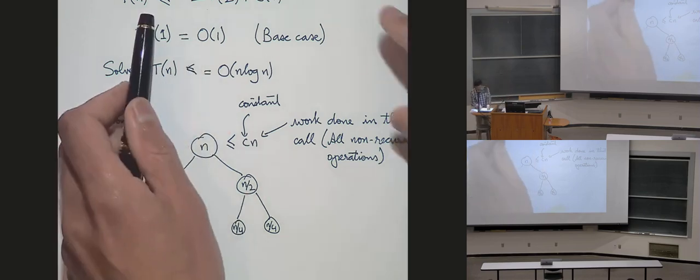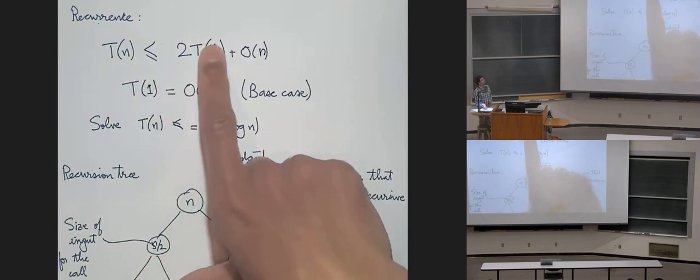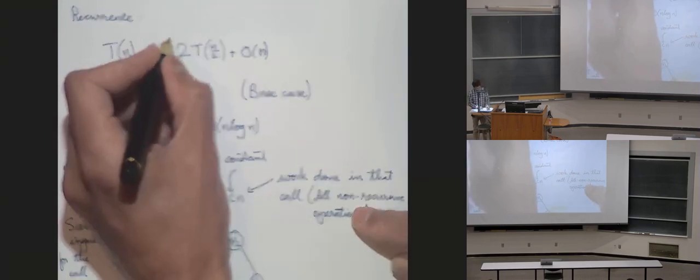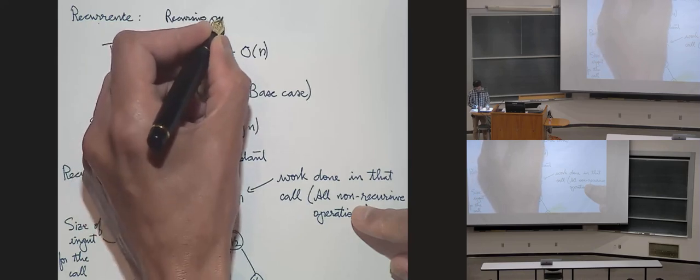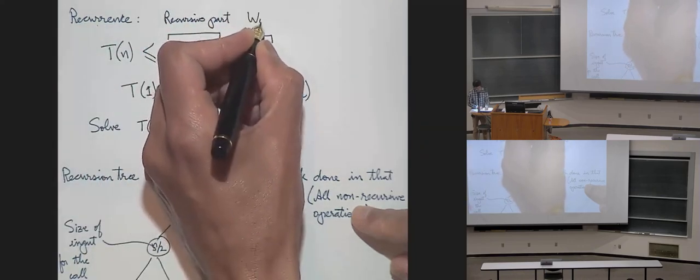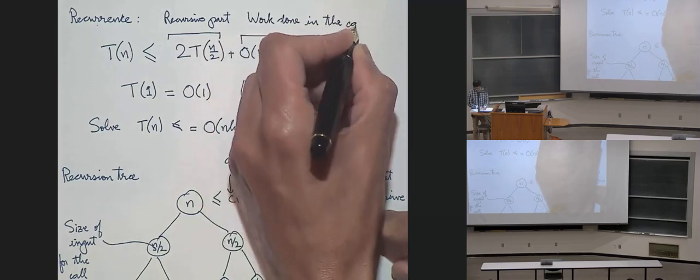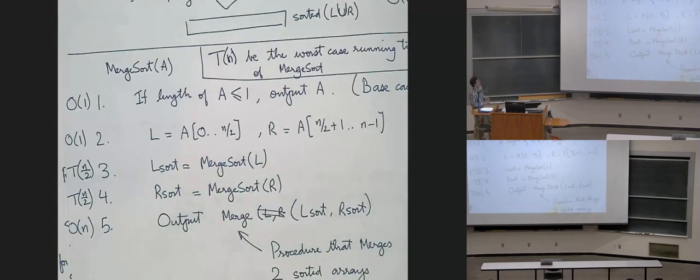So if you look at the recurrence, T of n is at most 2 times T of n over 2. This is the recursive part. And this is the work done in the call. If you prefer to look at the pseudocode, you can see that other than steps 3 and 4, steps 1, 2, and 5 are O of 1, O of 1, O of n. So it's basically O of n. So ignore 3 and 4.